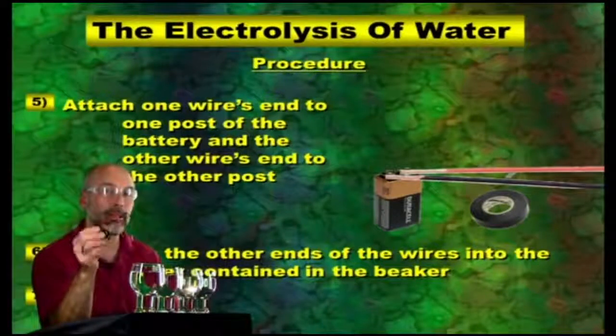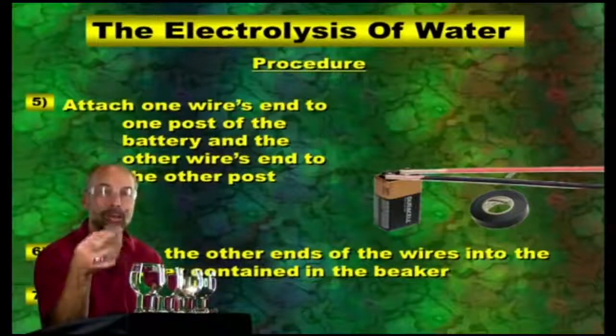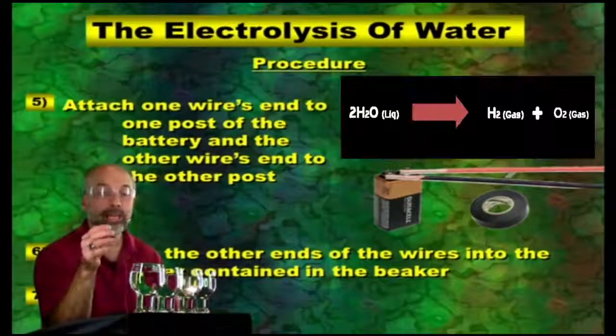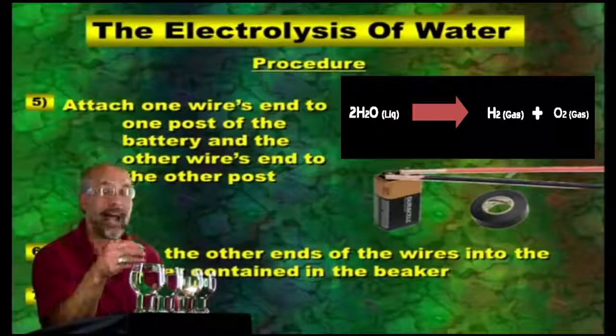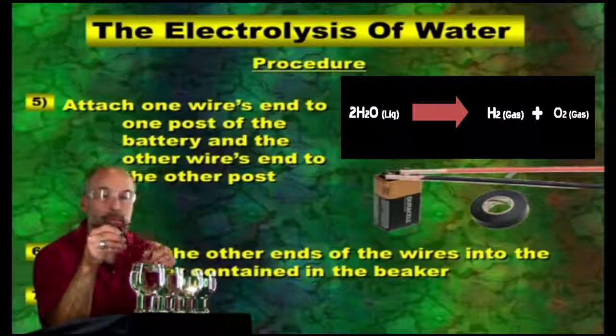So here's our battery. Make sure it's a living battery, because if it's dead, then everything here is going to show a lack of conduction. Remember, the way we're going to be able to tell conduction is taking place is breaking down this water. What's it breaking down to? It is breaking down to hydrogen gas and oxygen gas. When you see that, you're going to see bubbles forming right on the wires.